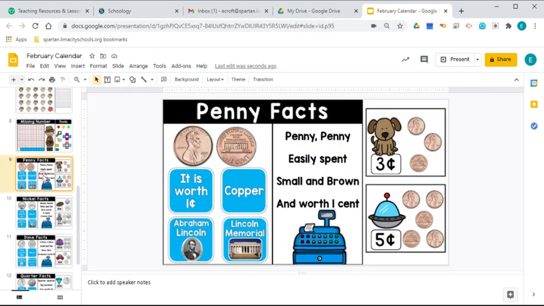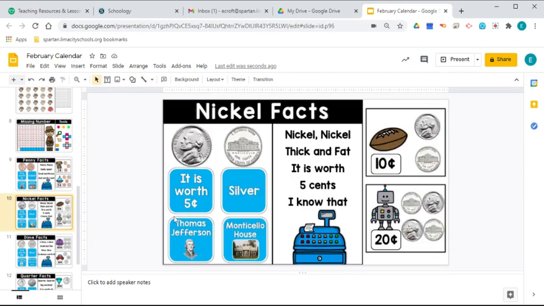All right, checking it out. Pennies. Pennies are worth 1 cent. They are small and copper colored or brownish colored. Abraham Lincoln is on the front, and on the tail of the penny is the Lincoln Memorial. We talked about nickels yesterday. Nickels are worth 5 cents. They are silver in color, and Thomas Jefferson is on the front, and his home, Monticello, is on the back.